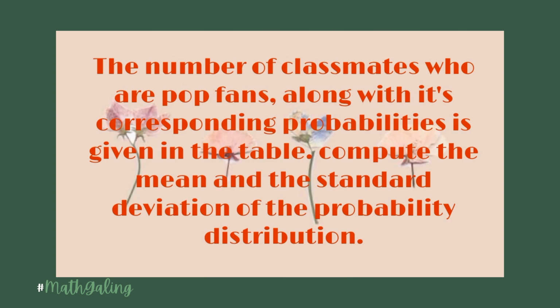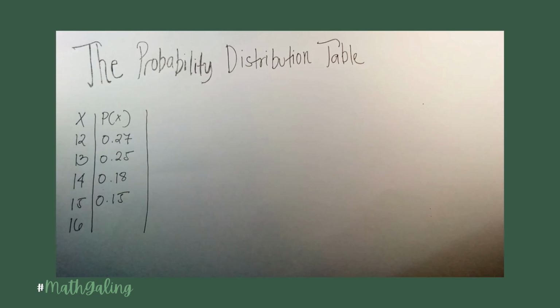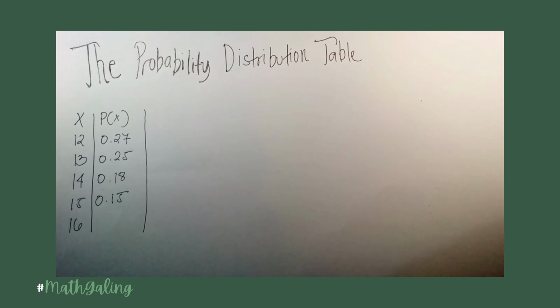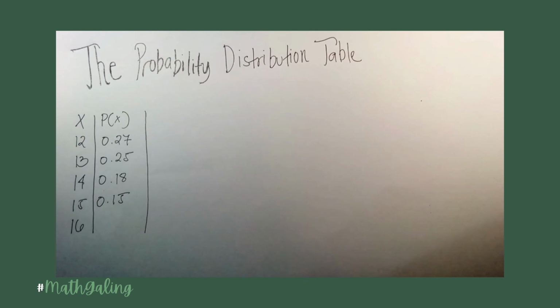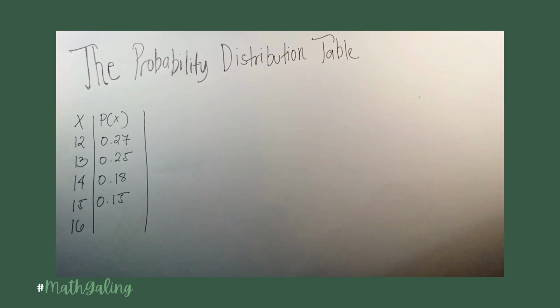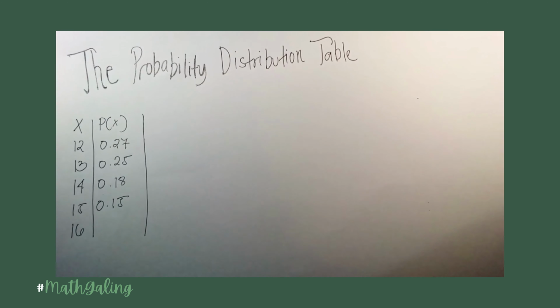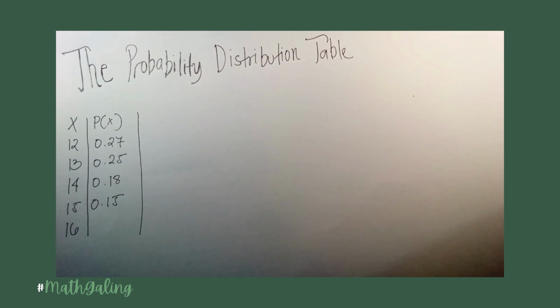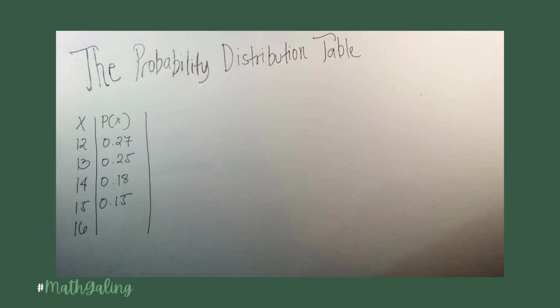This problem: the number of classmates who are K-pop fans, along with its corresponding probabilities, is given in the table. Compute the mean and the standard deviation of the probability distribution. We have two columns. The first column is X, which refers to the possible values of our random variable, which is the number of K-pop fans. And the second column are its corresponding probabilities.